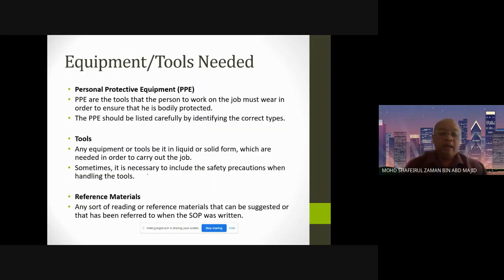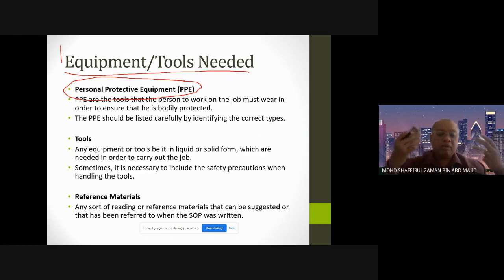Now let us have a look at the equipment and tools needed. Number one, it is going to be the PPE, personal protective equipment. Like when handling COVID cases, those working at the hospital have to use personal protective equipment, 3 layers of it, or maybe 5 layers of it. They are going to put on the plastic apron, use the rubber gloves, the face shield, and the face mask. So that will be the personal protective equipment.